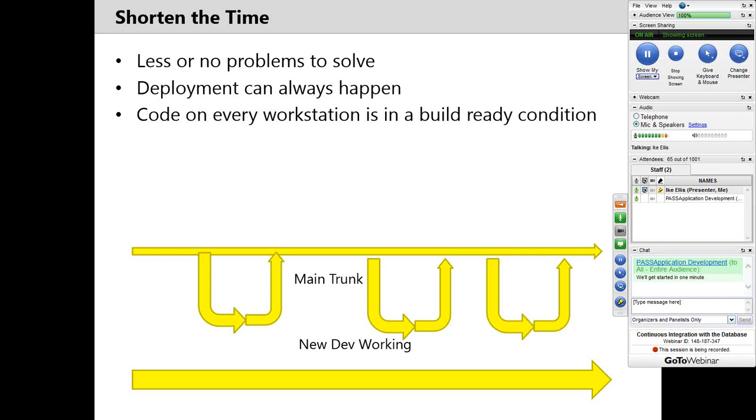So when you shorten the time to going back into the main trunk, there's less or maybe even no problems to solve. Deployment can always happen because your code might be in a deployable state, and code on every workstation is in a build-ready condition.